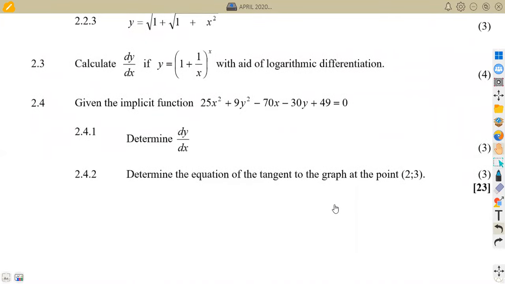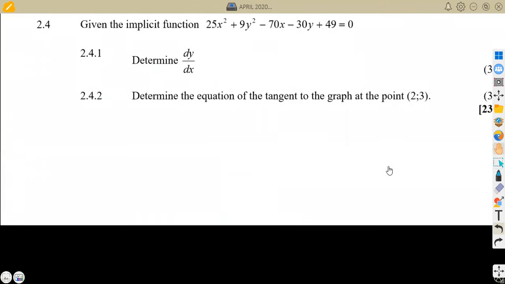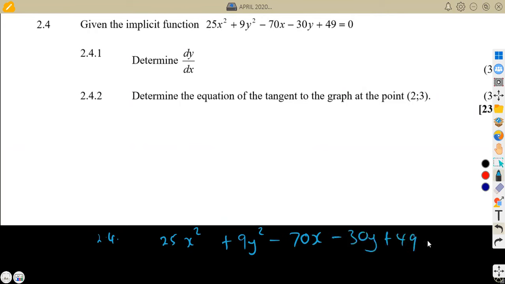All right, on 2.4, we're now given the implicit function, so there is for you to differentiate the implicit function. Remember, an implicit function is the one where you can't make x the subject, or you cannot make y the subject. Those are typical questions. So we are given to calculate dy/dx from this implicit function. This is question 2.4, where we are given 25x squared plus 9y squared minus 70x minus 30y plus 49 is equal to 0.